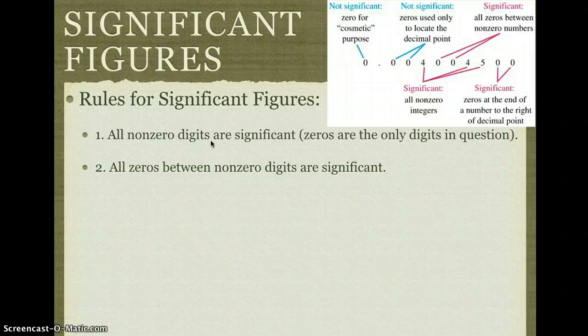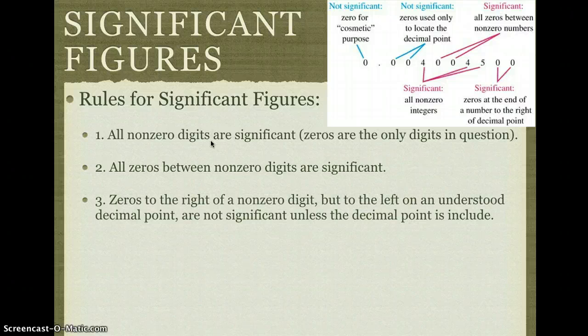All zeros between non-zero digits are significant. So there you see those 2 zeros between the 2 4s. They are considered significant because they're sandwiched in between significant digits. And hopefully that makes sense, that you're not going to have a significant digit and then one that's not and then the one that is. They will all be in a row. It's just where do they start and where do they end.